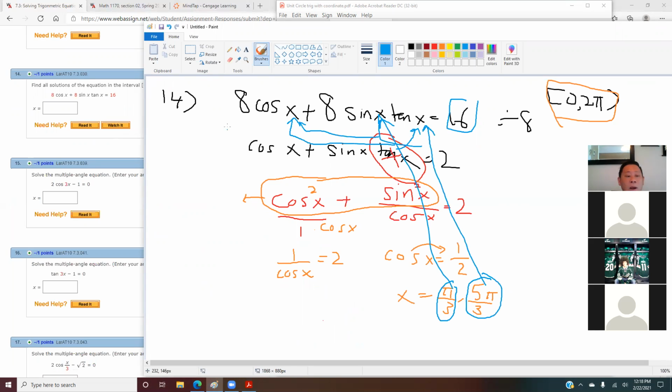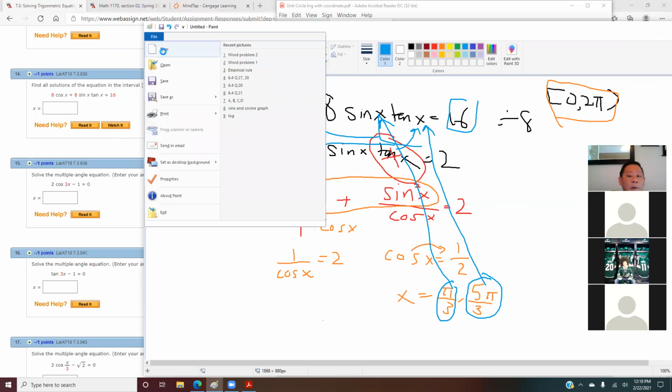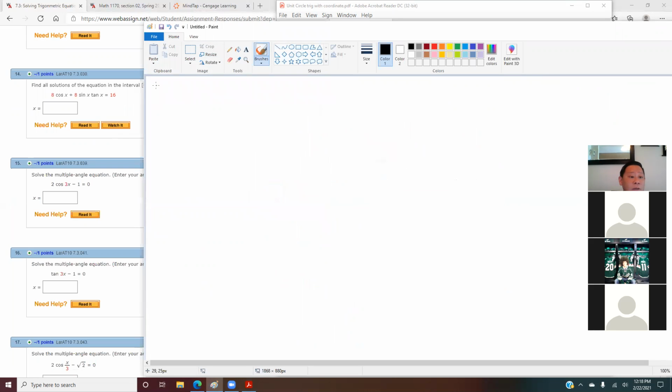Okay, so this is 2 answers. Next, we're gonna do number 15. Again, this is called multiple angles, so be careful with this. How do I know this is a multiple angle? It's because your cosine here has 3x.